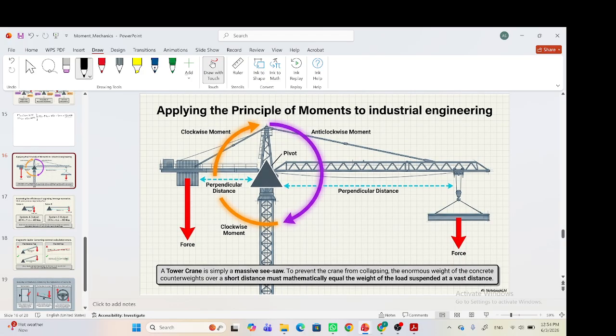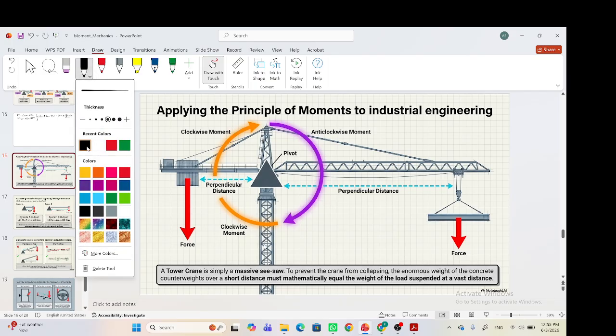Okay, so how can we use the moment practically in our daily life? Now see, what is the name of this one? This is a tower crane. The name of this object is tower crane. You might have seen this mostly at buildings, where the people or companies that are constructing buildings use this tool to lift things to a higher position.